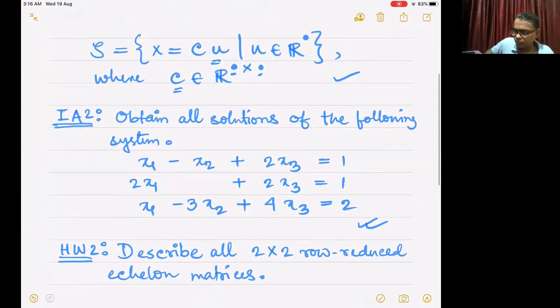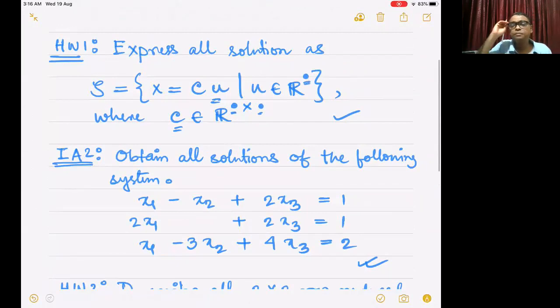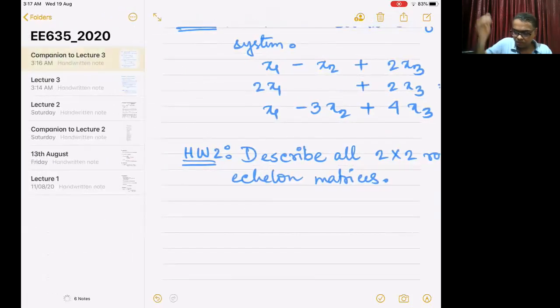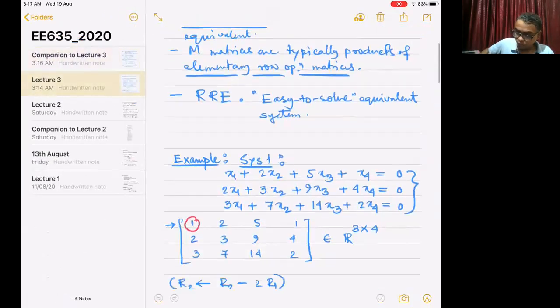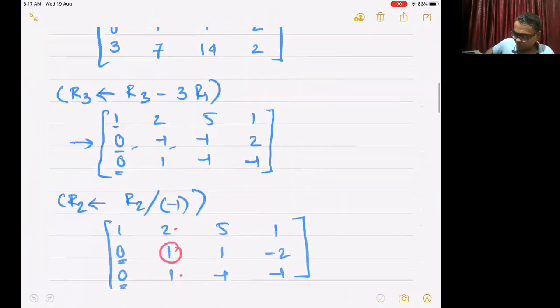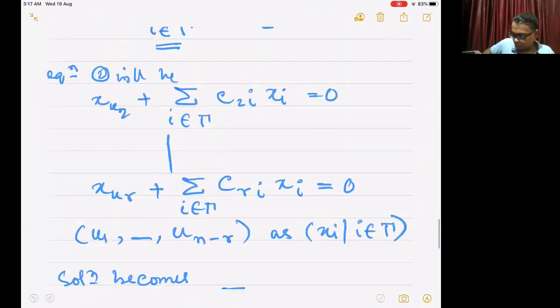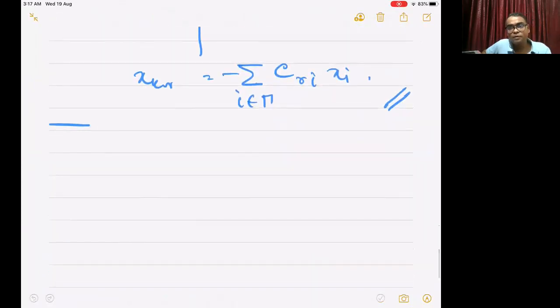So this dot, let me explain what this dot is. Dot is often used when we don't know the exact size or dimension of some vector or matrix; we keep it vague by putting this dot there. That's the convention. And homework number 2 is describe all 2 by 2 row reduced echelon matrices. Try these problems and then we'll come back to the remaining part of lecture 3. We'll start with module number 2 of lecture 3 and then we'll see how far we can go. Okay, let us meet in some time for module number 2 of lecture 3.